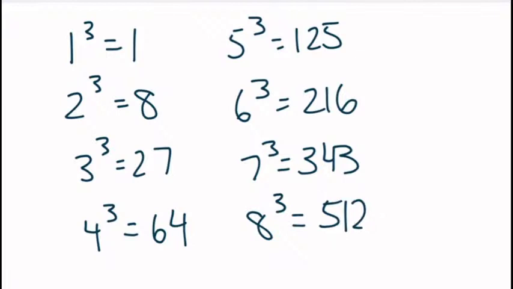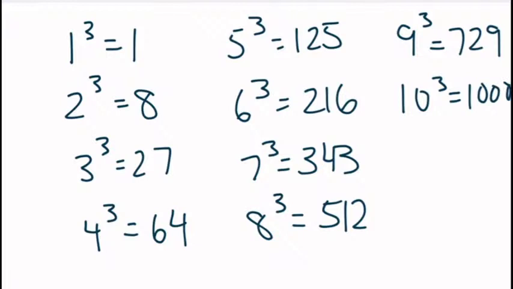And as you can tell, the numbers are growing really fast because you're multiplying the number 3 times instead of 2. And then 9 to the third power is equal to 729. And finally, 10 to the third power is 1000. So it's okay if you don't have the bigger numbers memorized off the top of your head, but you should at least know, I would say, 1 through 5, and have them memorized so that you don't need to think about doing the math in your head. So these are the basic perfect cubes we're going to be working with today.